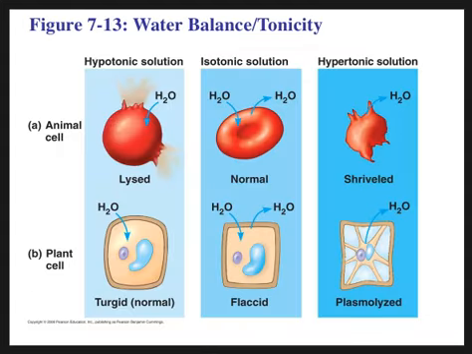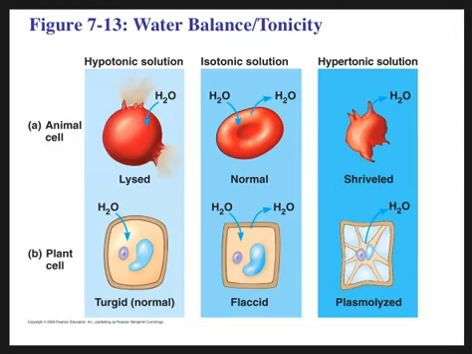Let's do them in the order that we did them. So isotonic is in the middle. Top row are animal cells. So in an isotonic solution, water is going to move into and out of that cell at equal rates, and the volume of that cell is going to stay relatively the same. It'll flux minutely, but it's not going to change with any significance.